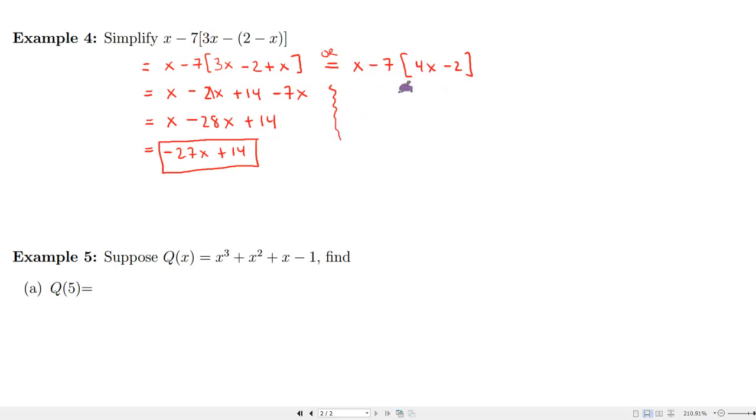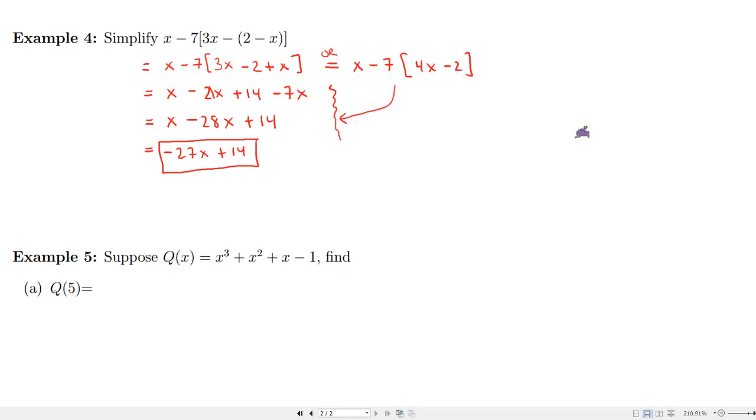So if you distributed in this minus here, you would go directly to that step actually, right? Because you'd have a minus 28x and then plus 14. So you'd actually go right to that step. Same thing.